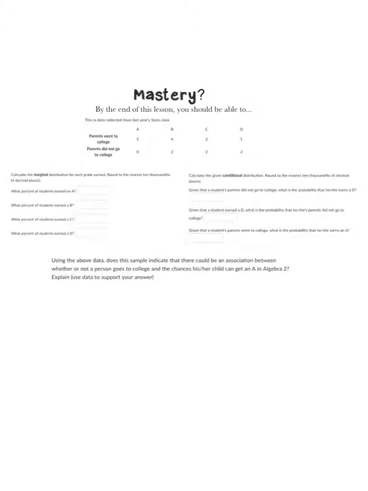By the end of this lesson, you will be able to do the following things. You're going to be given some data that was collected from last year's stats class, and it's broken down by Algebra 2 grade, so A, B, C, D, and whether or not their parents went to college. So instead of just looking at grades, it's how many students who got A's had parents that did or didn't go to college. You're going to answer a variety of questions based upon that data and then make a decision about whether or not an association exists between a person going to college and how that impacts his or her child, based off of the sample.